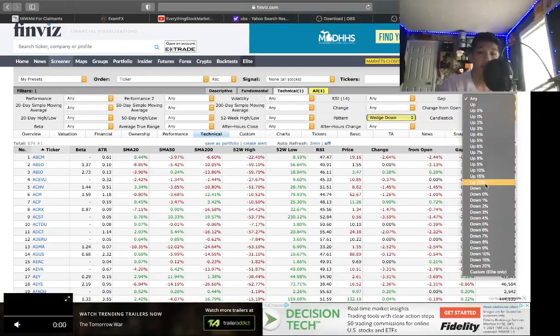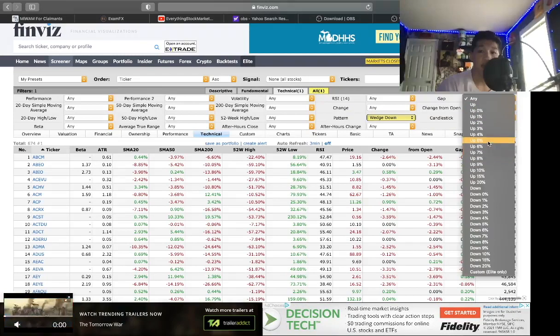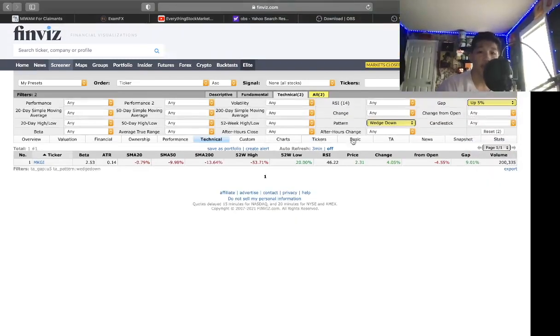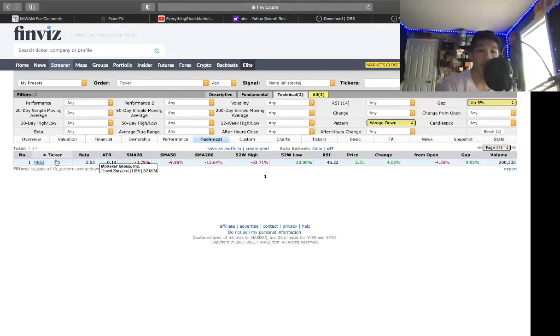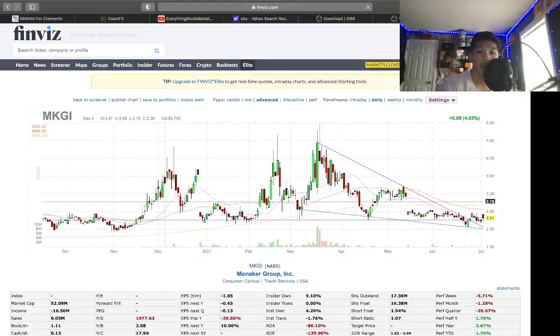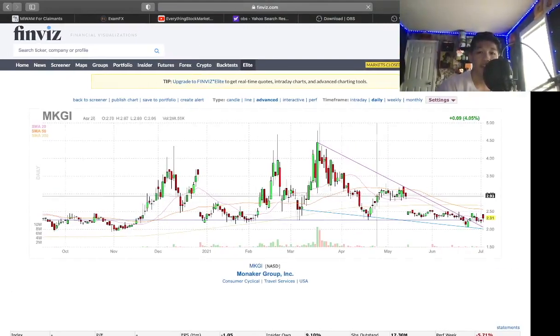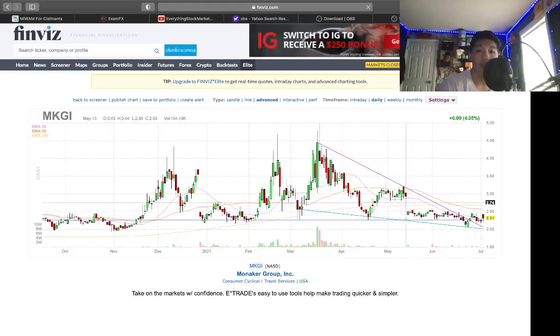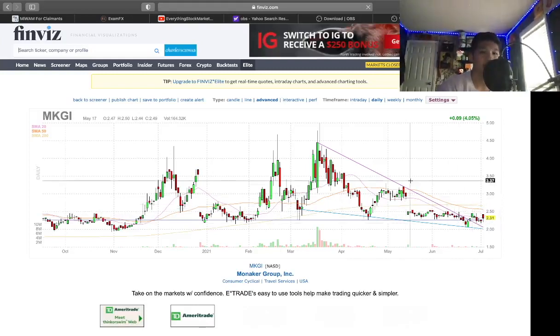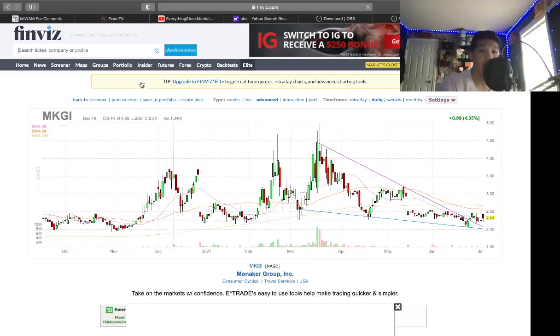So let's look for something that's gapped up 5%, for instance. And this one actually is wedging down and gapped. Let's take a look at this. I might be interested in this. As you can see here, right here is the gap. It gapped down, which means usually it's going to gap back up. It looks like it's trying to break out of its pattern. So this might be something I might actually look at. MKGI, keep that in mind.